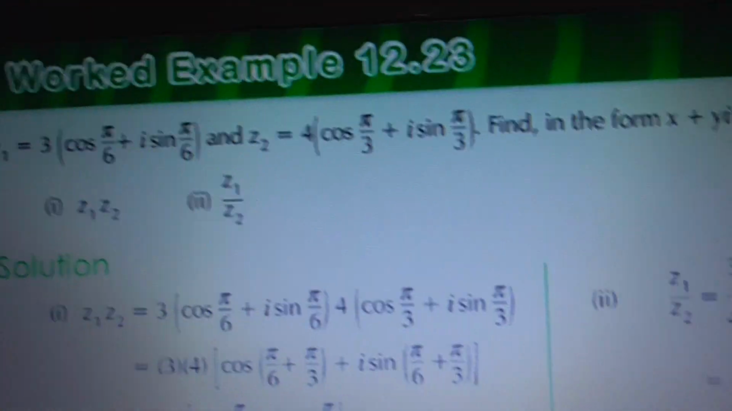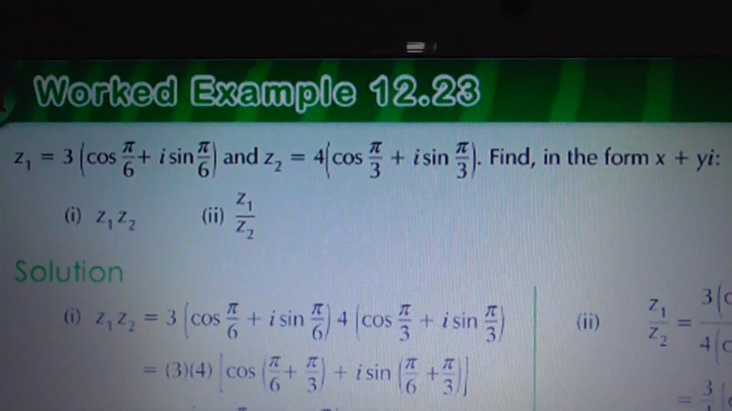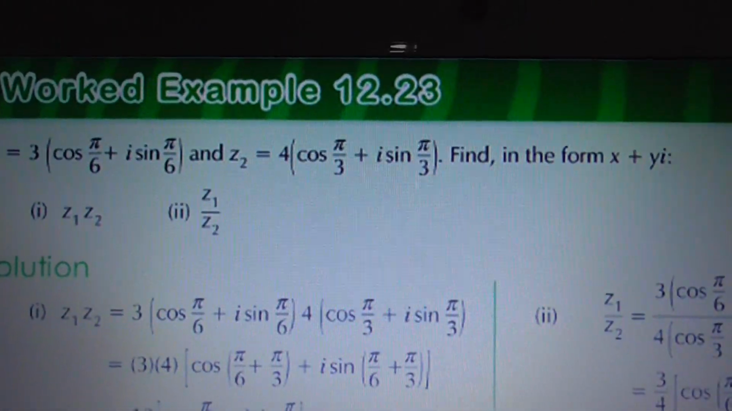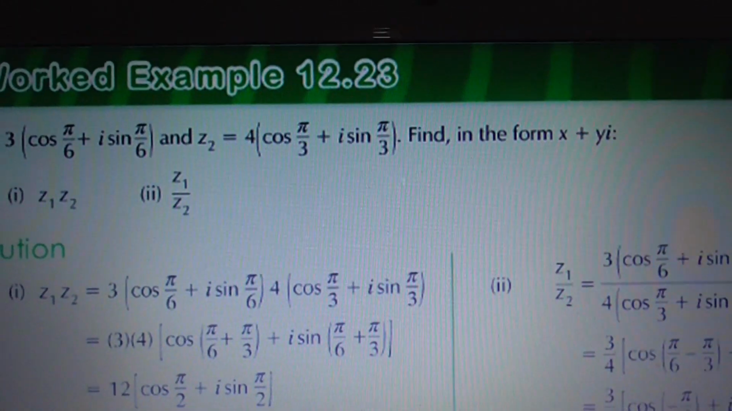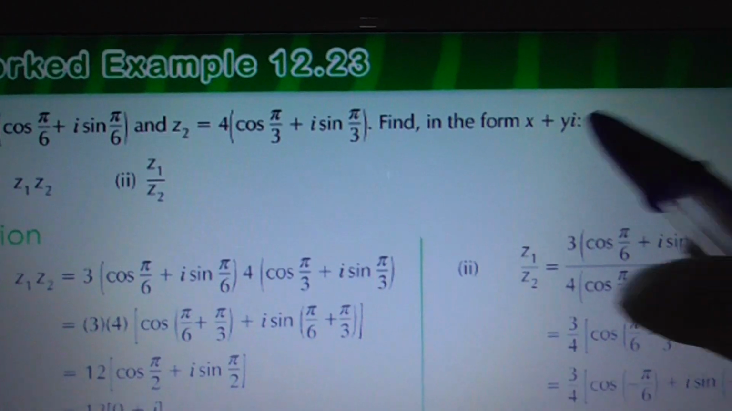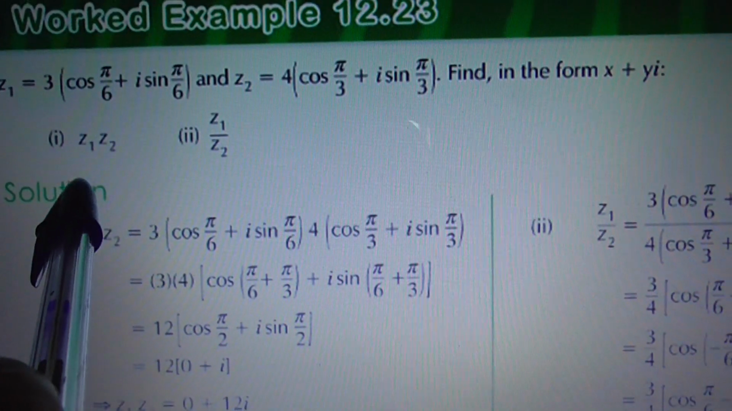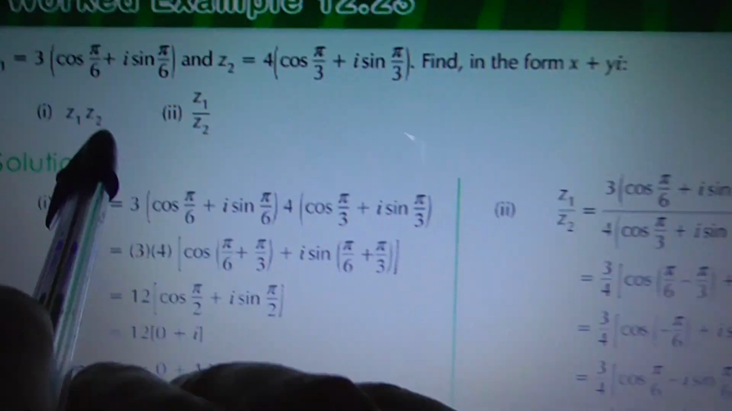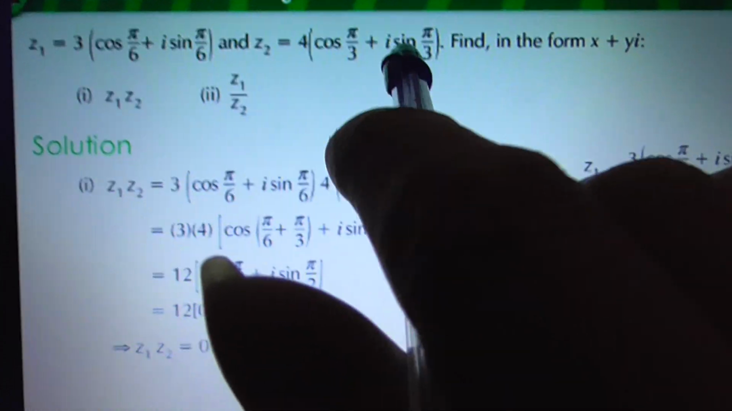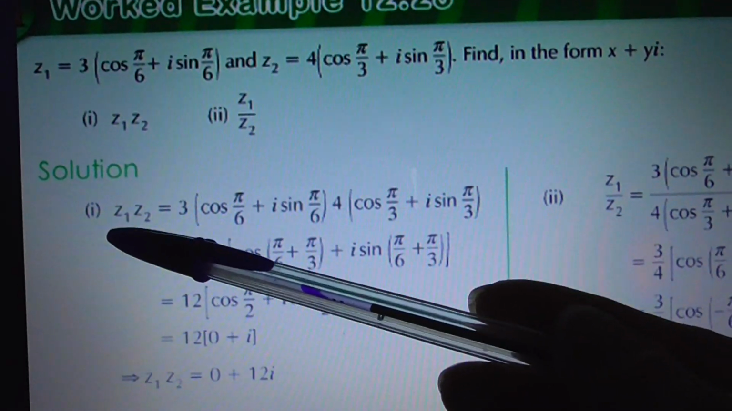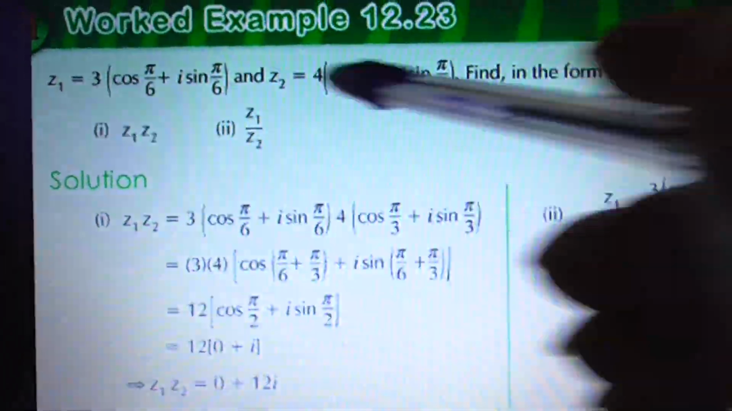So let's look at the first example. Z1 is 3 times the cos of pi over 6 plus i sin pi over 6, and Z2 is 4 times the cos of pi over 3 plus i sin pi over 3. Find in the format of x plus yi. So that's rectangular form, so eventually we want to write it in rectangular form. Find Z1 by Z2. Because they've given them to me in polar form, I'm going to use the rule. So Z1 multiplied by Z2 means I'm going to multiply the two moduli, 3 by 4.